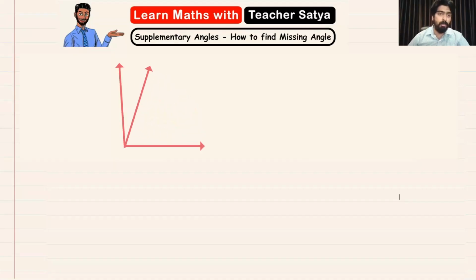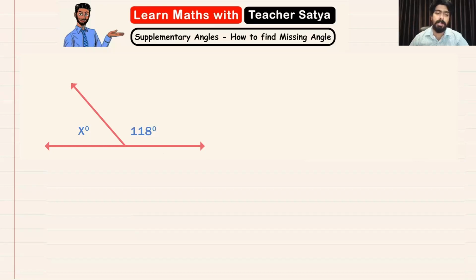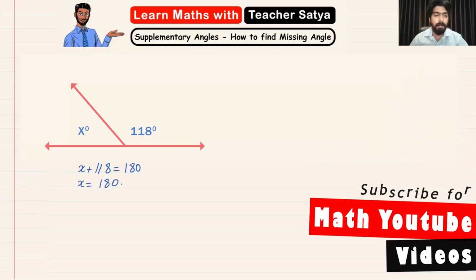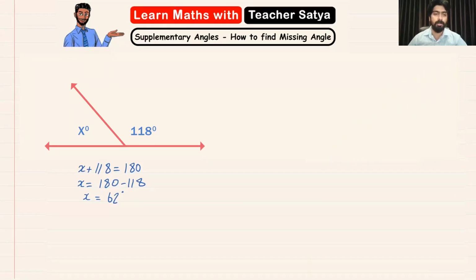In this question, we have two angles. The first angle is x and the second angle is 118 degrees. Now we know that these two are supplementary angles, and what it means is x plus 118 degrees will add up to 180 degrees. In order for us to find the value of x, I'm going to transpose 118 to the other side. So x is equal to 180 minus 118. Therefore the value of x is equal to 62 degrees.